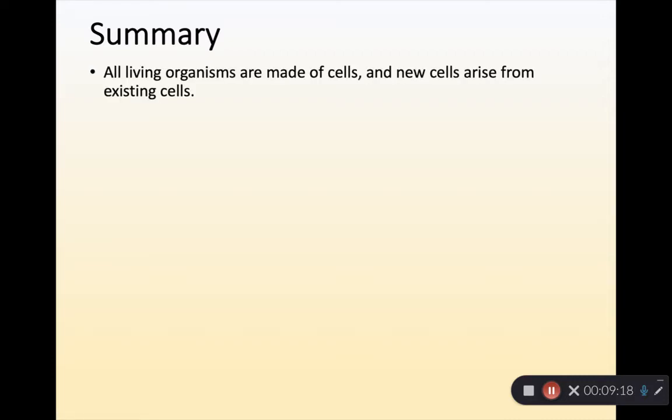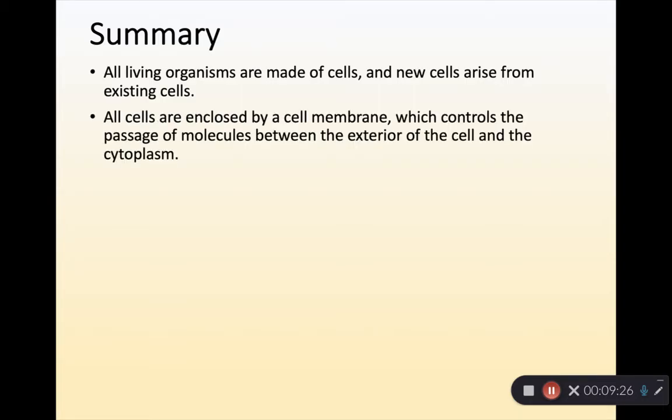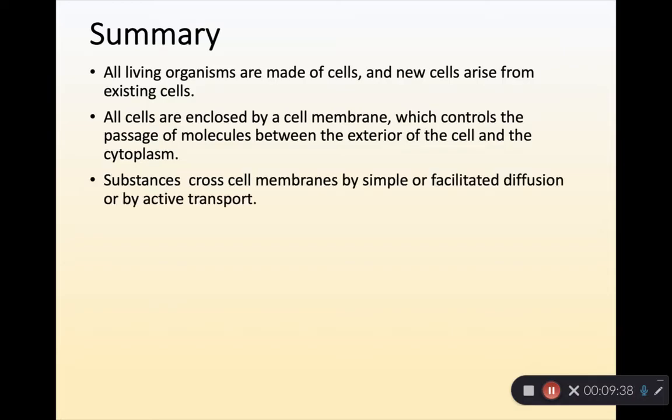So in summary for this section, all living organisms are made of cells, and new cells arise from existing cells. That's really the convention of cell theory in biology. Next, all cells are enclosed by a cell membrane, which controls the passage of molecules between the exterior of the cell and the cytoplasm. And we discussed various ways that they can move through these membranes: simple or facilitated diffusion, or active transport.